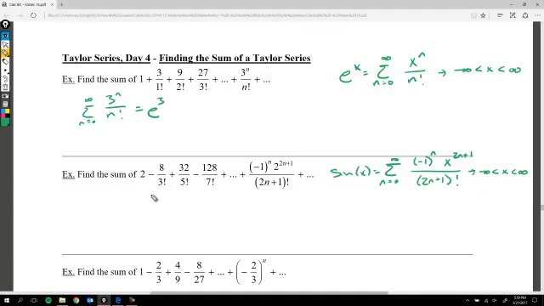Anyway, so in this case, I see that x has been replaced by 2. Okay, x has been replaced by 2. So I know that this is sine of 2. So my sum, I'm going to write my general term here. This is going to be equal to sine of 2, right? So where x used to be, there is now a 2.